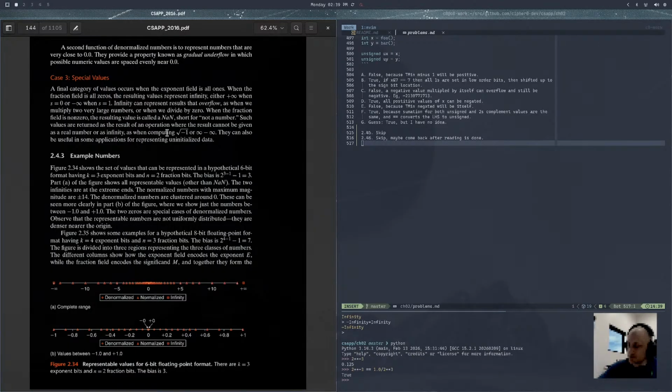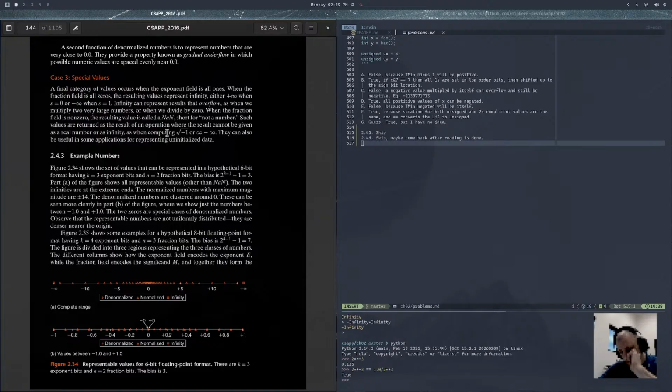Special values, case 3. A final category of values occurs when the exponent field is all 1s. When the fraction field is all 0s, the resulting value represents infinity, either positive or negative depending on the sign bit. Infinity can represent results that overflow, as when we multiply two very large numbers or when we divide by 0.